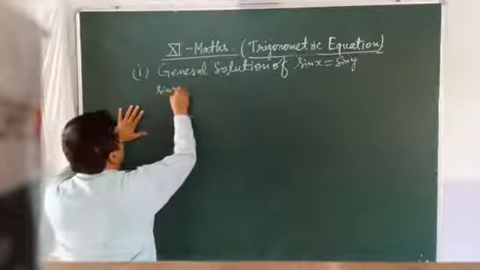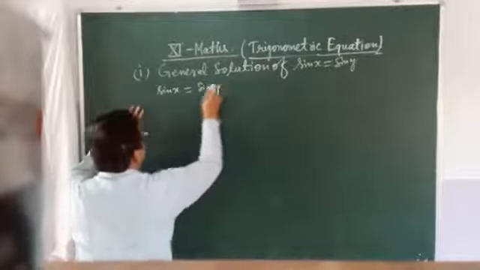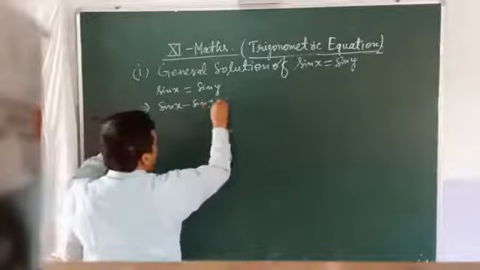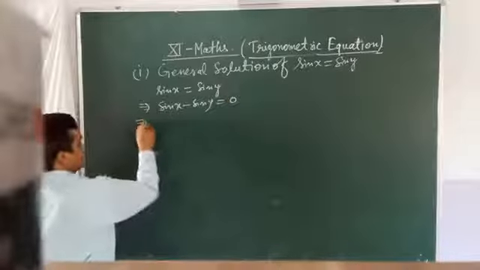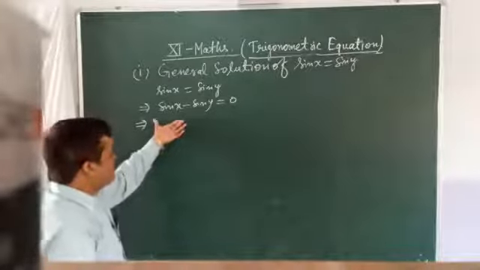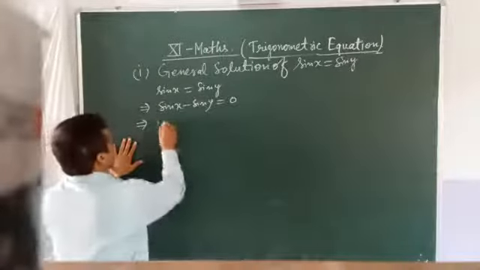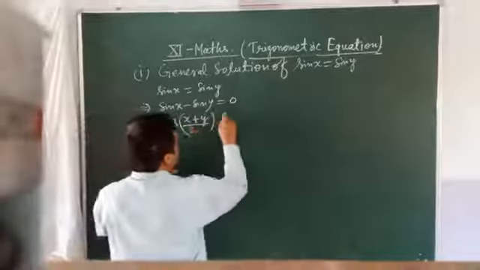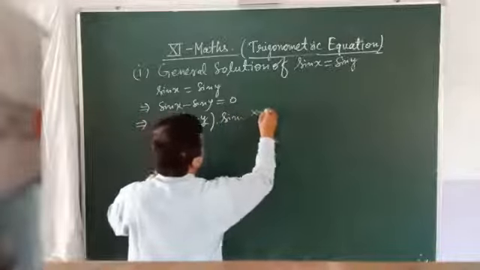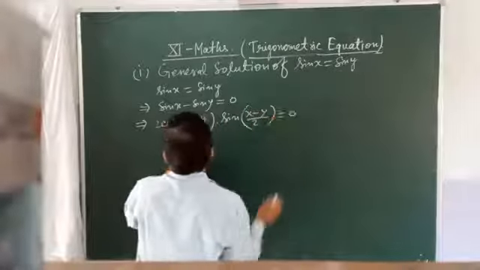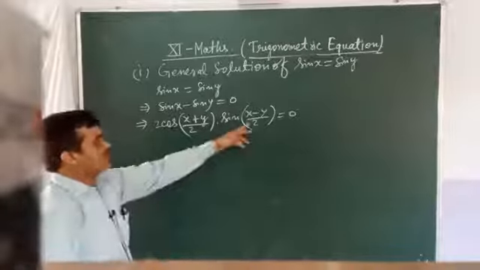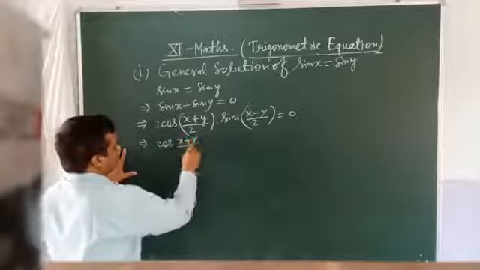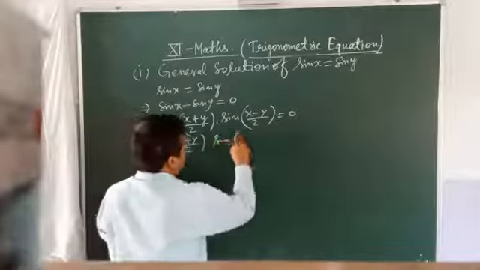Sin x equal to sin y, so sin x minus sin y is equal to 0. We come to the formula for sin c minus sin d. Its formula is 2 cos of (c plus d) by 2 into sin of (c minus d) by 2. This is equal to 2 cos of (x plus y) by 2 into sin of (x minus y) by 2.